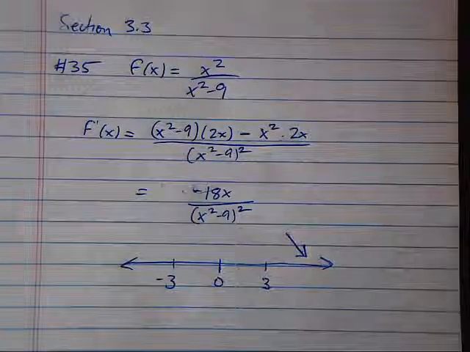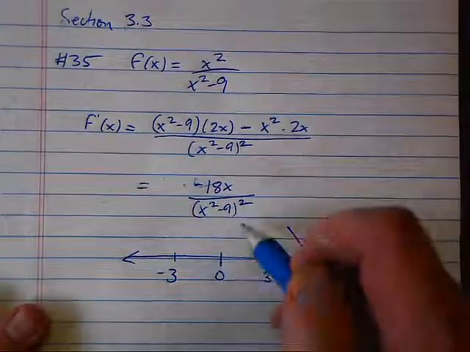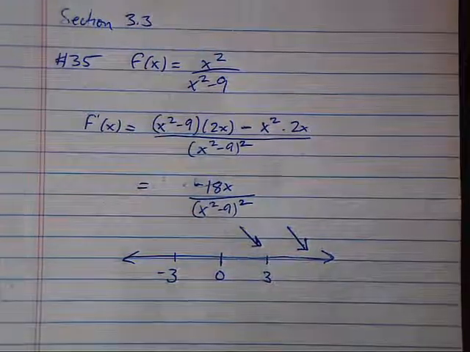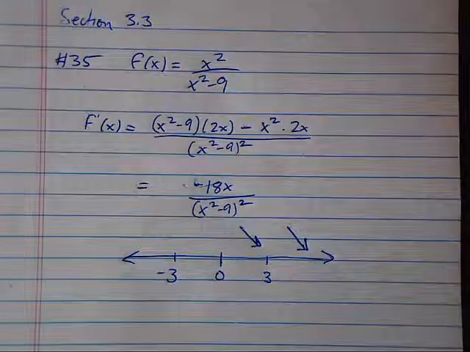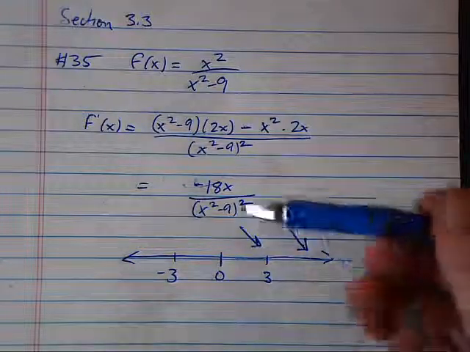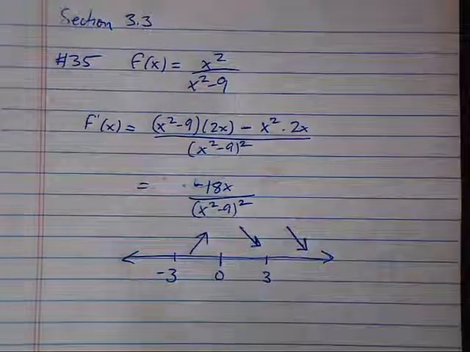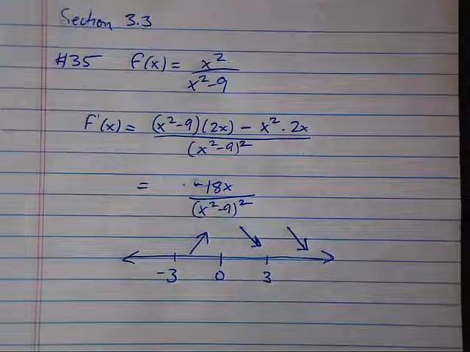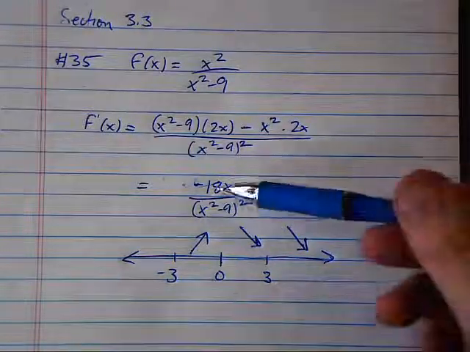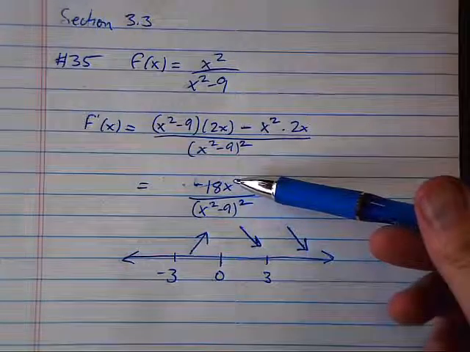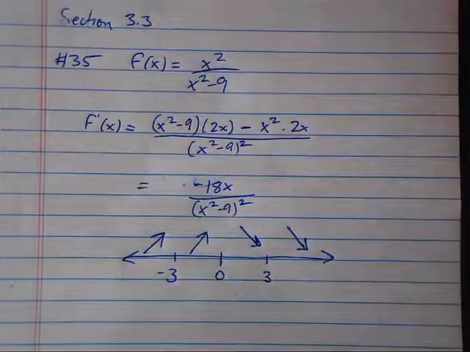Favorite number between 0 and 3? 2. If I plug 2 in, I get a negative number over a positive number. That's still negative. Still decreasing. Favorite number between negative 3 and 0? Negative 1. When I plug negative 1 in, I get 18 on top. And I always get a positive number on bottom. Positive over positive is positive. And finally, favorite number smaller than negative 3? Negative 28. If I plug negative 28 in, negative 18 times negative 28, it's a pretty big number, but it's positive. I know that. My bottom is positive. Positive divided by positive is positive.